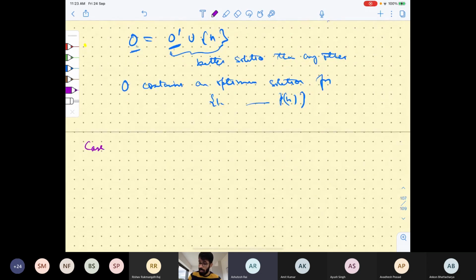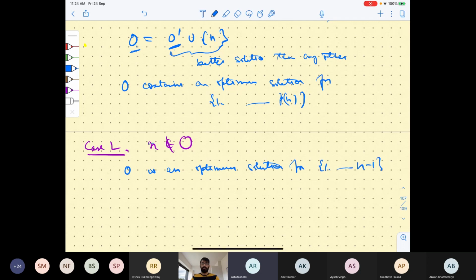Now case 2, let's look at that. What is case 2? That N does not belong to O. Then what is O? Can we go to any smaller subproblem? 1 to n minus 1. Exactly. So O is an optimum solution, if you don't want to go for a unique solution, for 1 to n minus 1. Good.